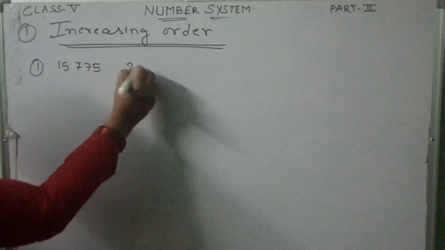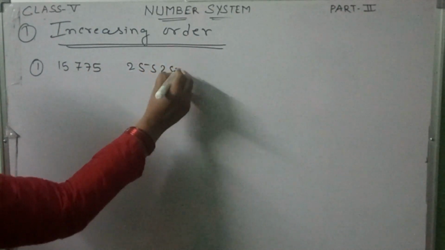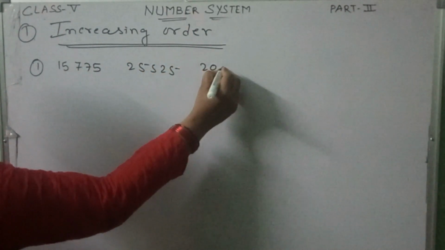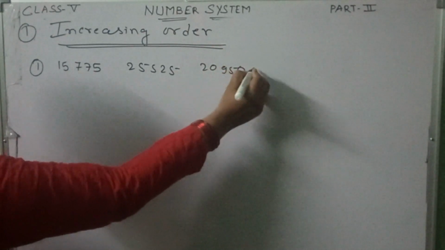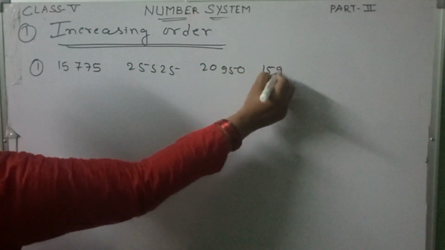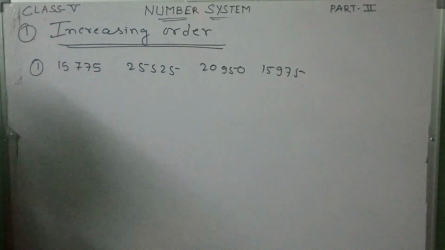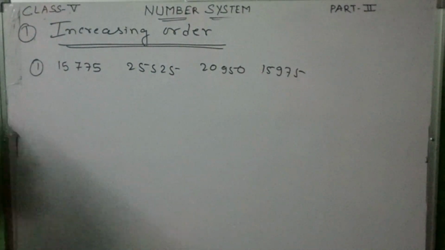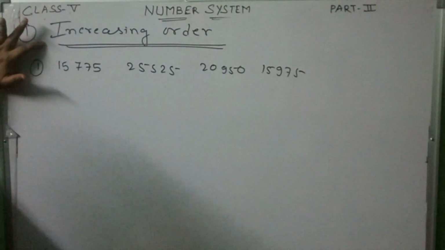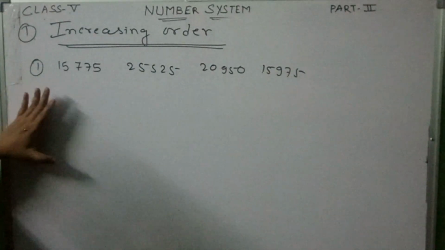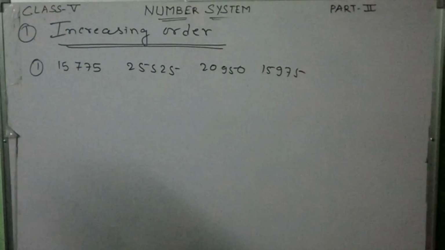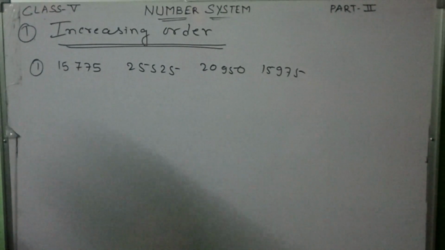15,775, 25,250, 20,950 and 15,975. This is an increasing order question. Write the numbers in increasing order. So what is increasing order? That means we have to start from the smallest and go to the highest, the largest number.